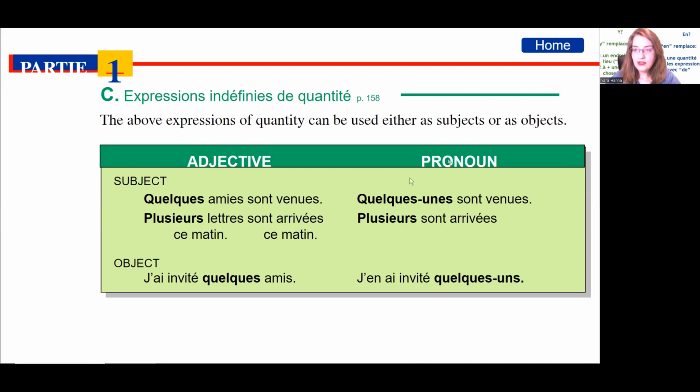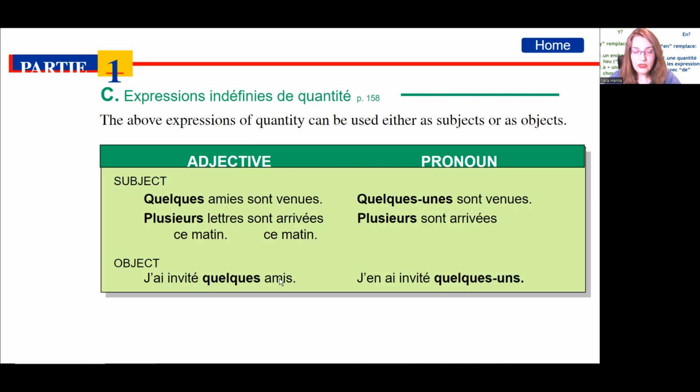On this side here, under the pronouns, quelques-unes sont venues. So we can say quelques amis sont venus or quelques-unes sont venues. Some friends came or some of them came. Quelques-unes here is the subject of sont venus, and the same thing here, plusieurs sont arrivés. Plusieurs itself is the subject of sont arrivés. Now, how could it be an object? The indefinite expression of quantity.